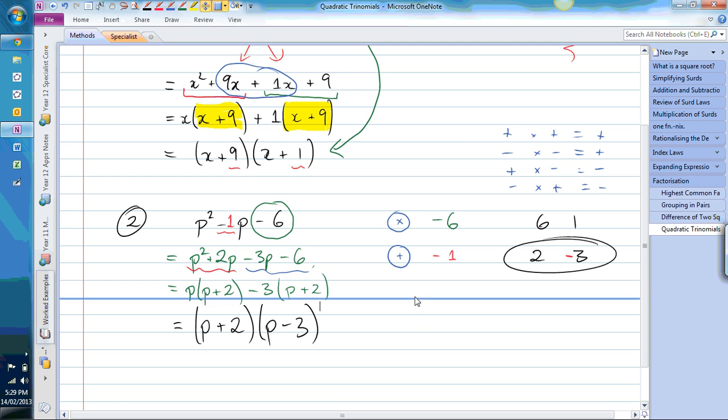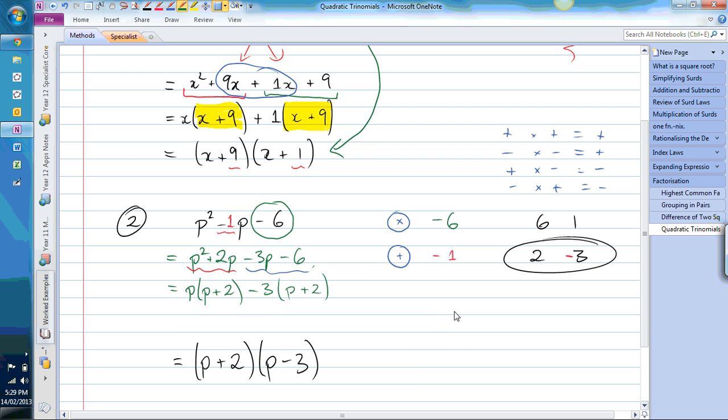And I'll just give myself a little bit more space here. Factorizing that out, I've got a common factor of p plus 2 in each term. So I can pull that p plus 2 out the front, and I'm left with p minus 3, which is what we got by just sticking those numbers straight in the bracket.